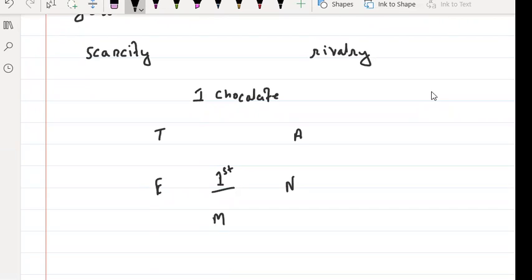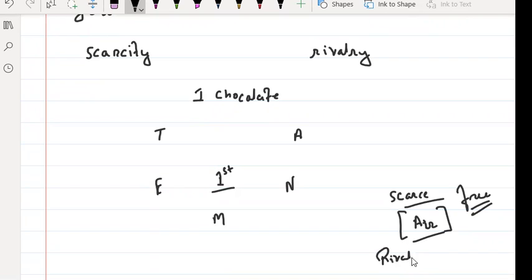Tell me, do you pay for air? No, right? So can I say that air, at least till now, is not a scarce resource? It is a free resource, right, everyone? And there's no rivalry for air.